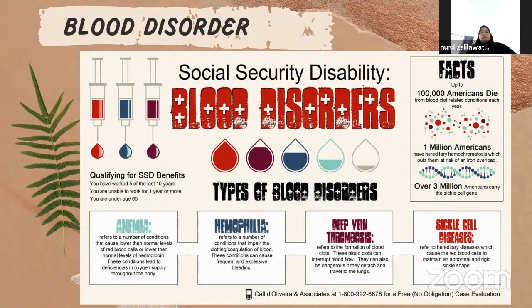The second one is hemophilia, which refers to a number of conditions that impair the clotting or coagulation of blood. This condition can cause frequent and excessive bleeding. Next one is deep vein thrombosis, which refers to the formation of a blood clot. This blood clot can interrupt blood flow. They can also be dangerous if detached and travel to the lung. The next one is sickle cell disease, a hereditary disease which causes the red blood cells to maintain an abnormal and rigid sickle shape.